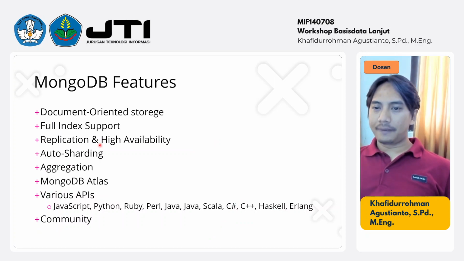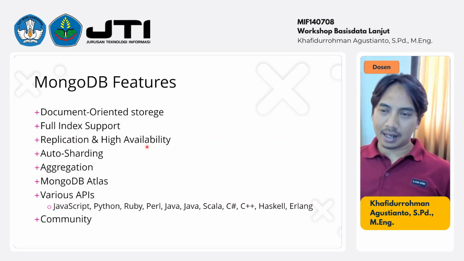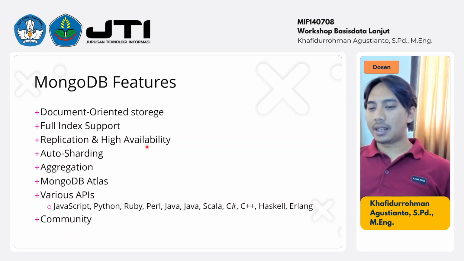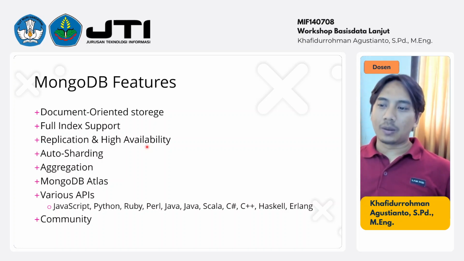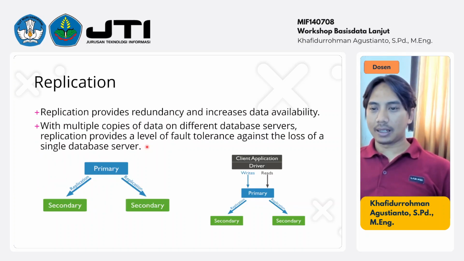MongoDB features. First is document-oriented storage, full index support, replication and high availability, auto-sharding, aggregations, MongoDB Atlas, various APIs like JavaScript, Python, Ruby, Perl, Java, Scala, C++, Haskell, Erlang, and etc. And absolutely the community, because one of the good things in open source is that it is always community based. Yeah, okay, I think it's good.